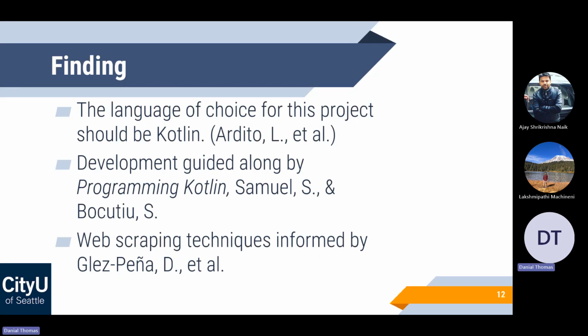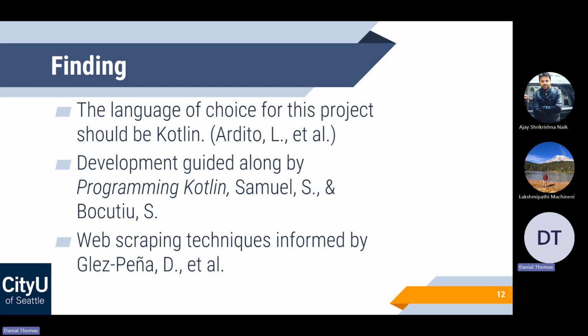Findings: primarily what I got out of all of these papers was that the language of choice should be Kotlin. This is a relatively new language for app development. It's used above Java because Kotlin can import Java libraries and functionalities just within itself. So it kind of is just encompassing more abilities.